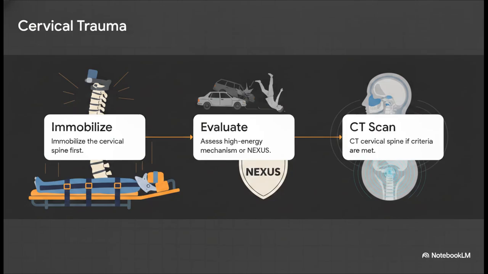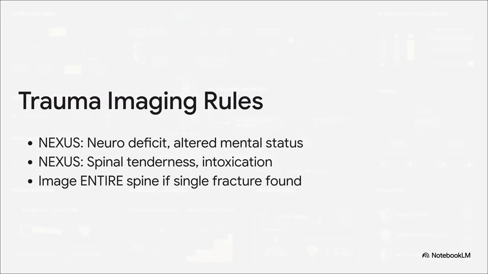Right now, let's pivot over to trauma. For cervical trauma, your first move is always immobilize the cervical spine before you do anything else. Once they're immobilized, evaluate the mechanism of injury. If it's high energy or if they meet the NEXUS criteria, you go directly to a CT of the cervical spine. So what exactly are the NEXUS criteria? We're talking a focal neurologic deficit, midline spinal tenderness, altered mental status, intoxication, or a distracting injury. If they meet even one of these criteria, you image.